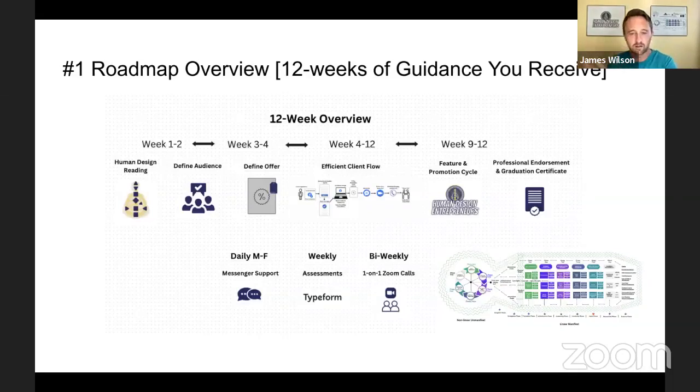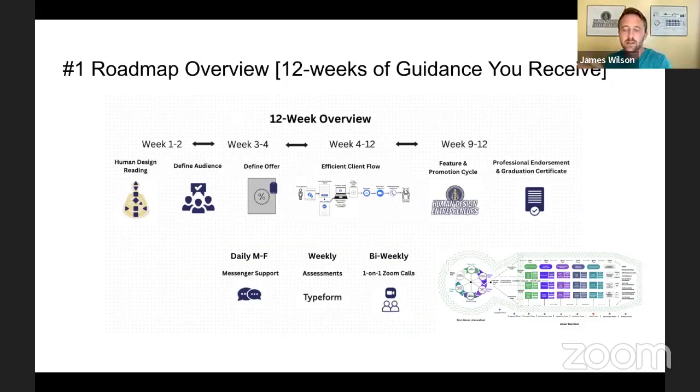Define your audience, define your offer. Are those two congruent? Do they match your prospective clients that you're putting your offer in front of? And then we go through a process of efficient client flow. This is something that I find is useful for everybody because in order to get to a point where you're scaling, you need to have predictability of where your next client's coming from, as opposed to just kind of waiting around hoping where they might come from. And then in the spirit of collaboration, I like to promote people in the human design entrepreneurs community as much as possible. So putting a feature and a promotion cycle for you within the community, and then kind of ending with a professional endorsement and a graduation certificate.